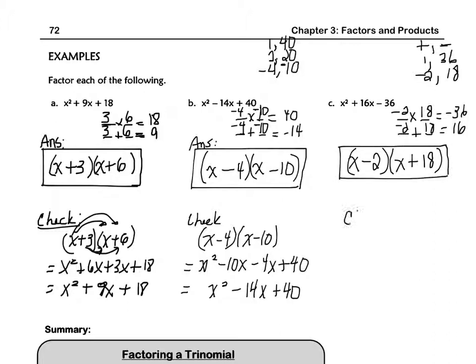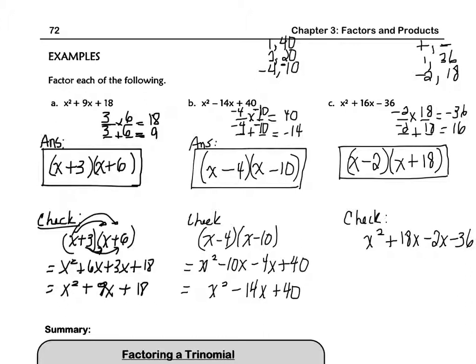And again, if you want, you can check. You don't have to write it out. After a while, you get so good at doing this, you can just check it in your head. X times x is x squared. X times 18 is 18x. Negative 2 times x is negative 2x. And negative 2 times 18 is minus 36.